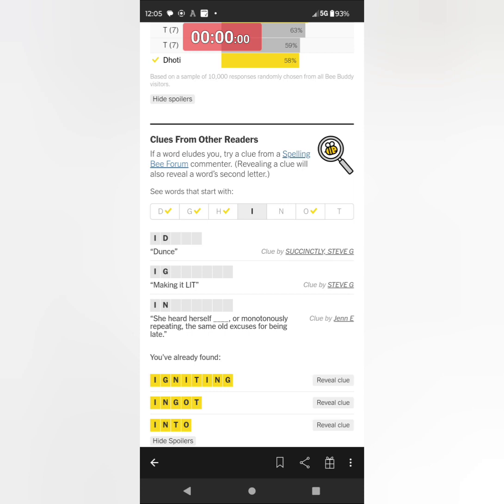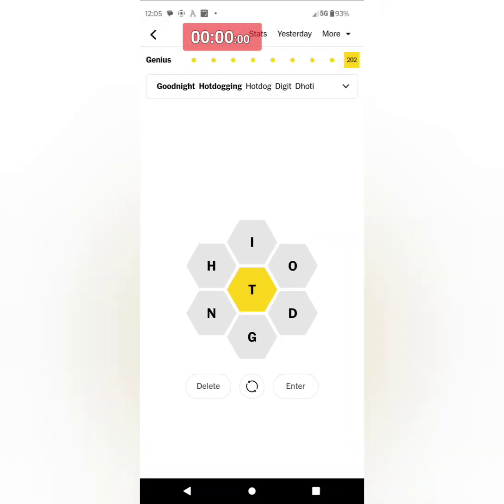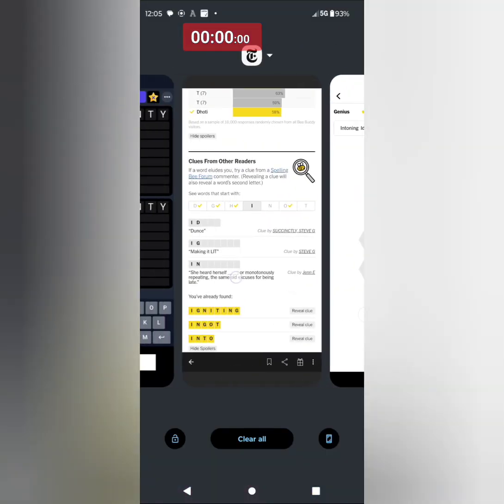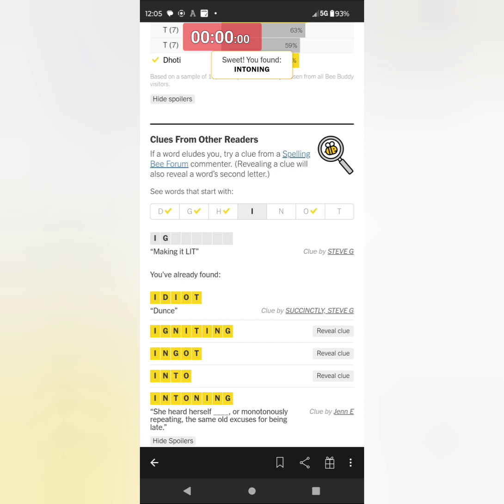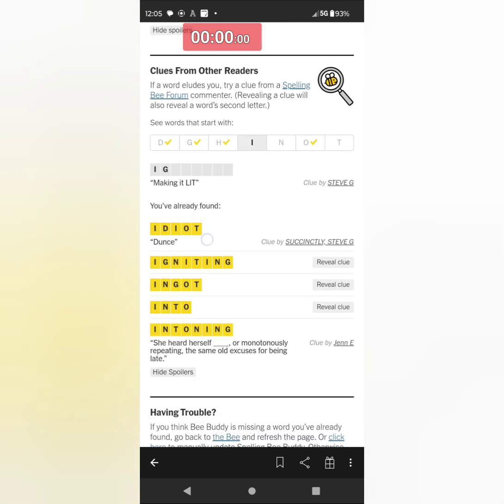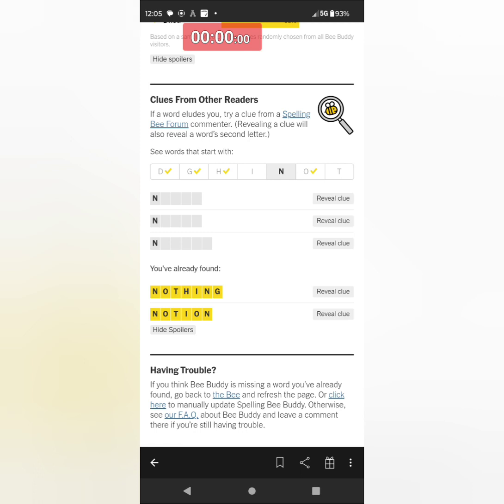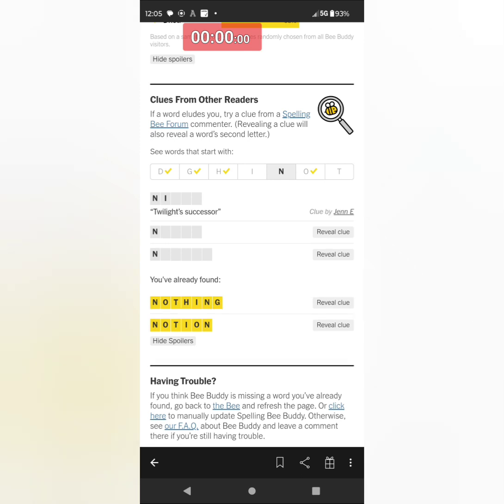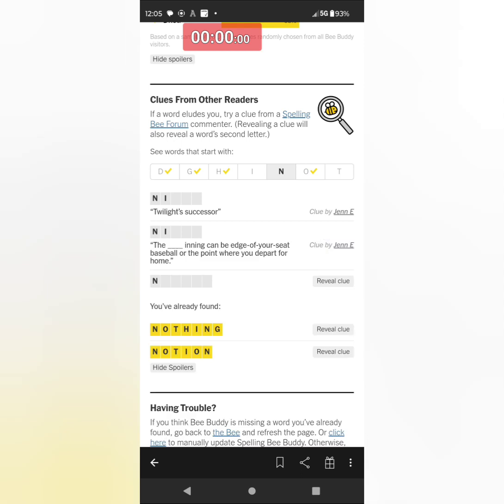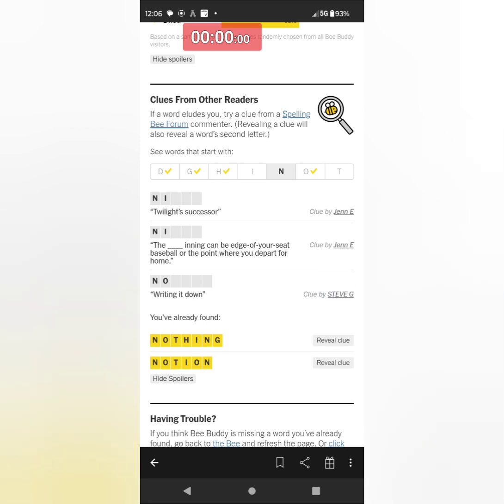Oh, that's going to be intoning. So, I'm definitely an idiot for not getting that. Got that. And making it lit. I'm drawing a blank for now. Let's take a look at the N's. That's going to be night. For some reason, I didn't get good night or night. And I didn't get ninth. And writing it down is noting.